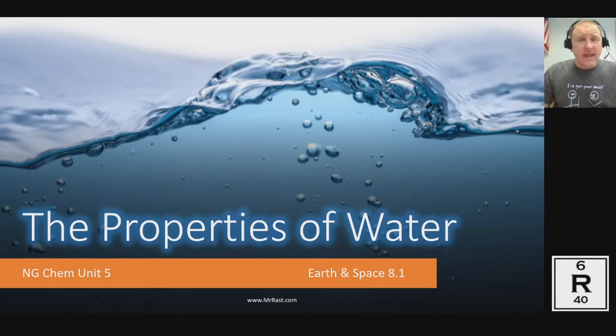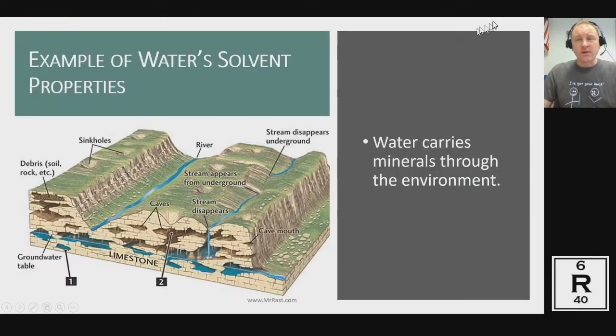All right, NG Chemistry, Unit 5. This is about properties of water, and in particular, how water, its properties, and how it affects Earth. This is really tied into Earth here. So, one of the important properties of water is that it carries minerals through the environment. Because of the fluidity of water, it's going to travel and carry minerals throughout the system.